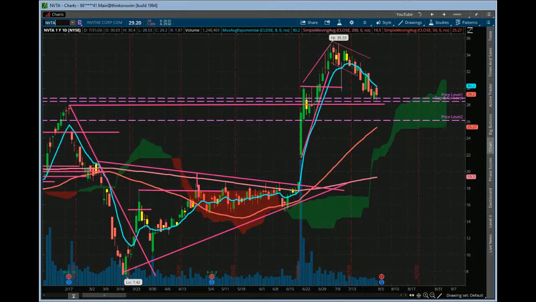NVTA again below the 8-day right here, still holding some prior resistance, now potential support levels. So maybe it's looking pretty weak. Got earnings coming up on this one.